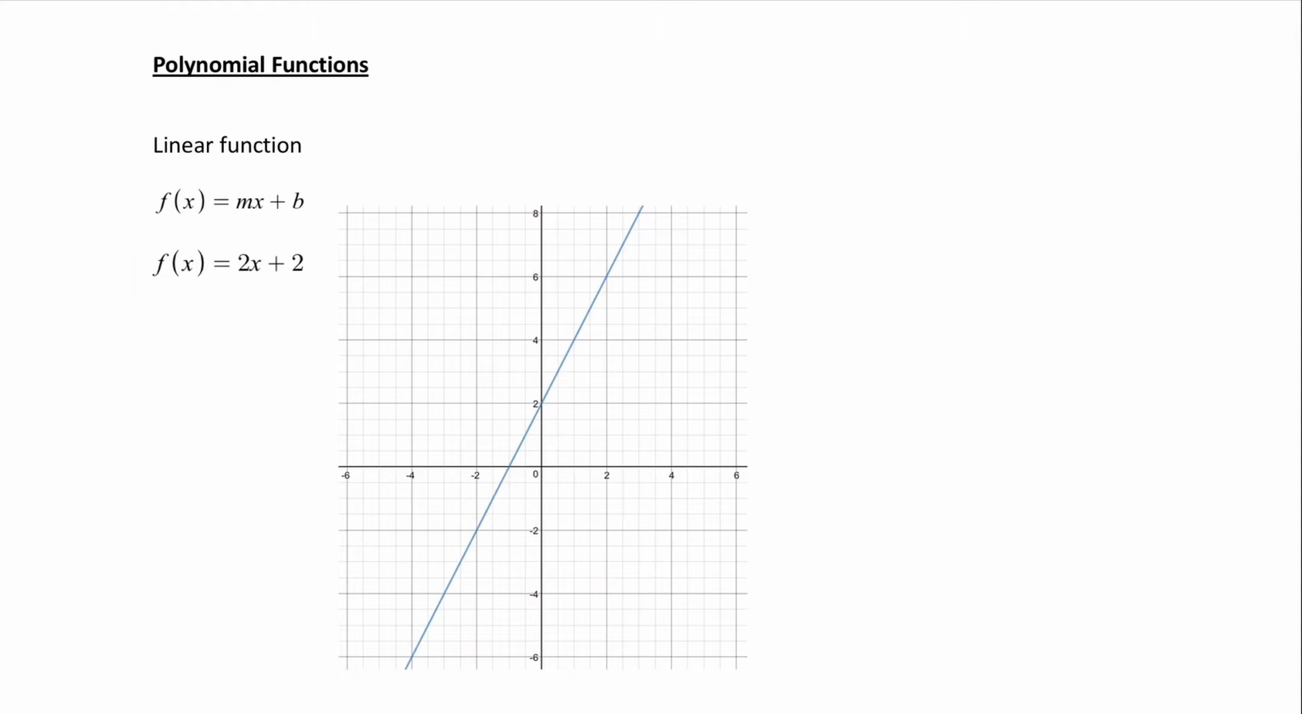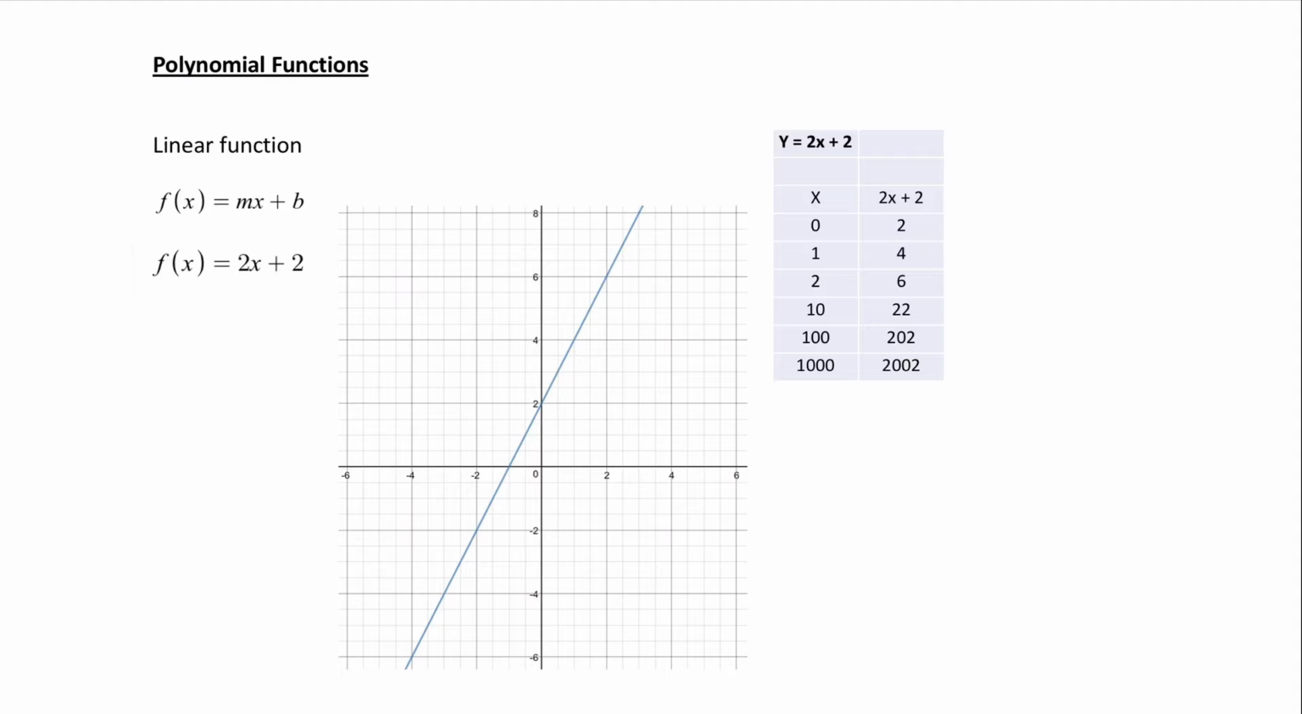We are going to look at the behavior of some polynomial functions. We will begin by looking at the behavior of a linear function. Linear functions are in the form f(x) = mx + b, where m is the slope and b is the y-intercept. f(x) = 2x + 2 is an example of a linear function. The y-intercept is 2 and the slope is 2 for this function.